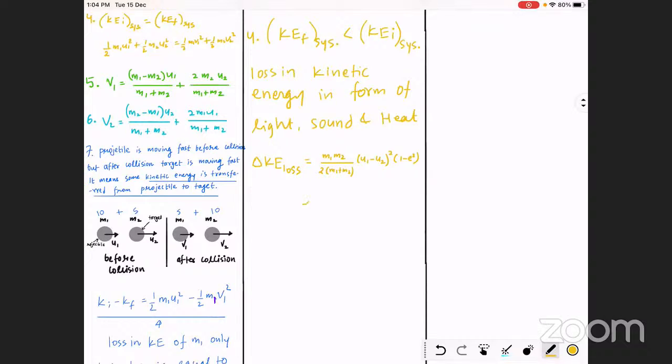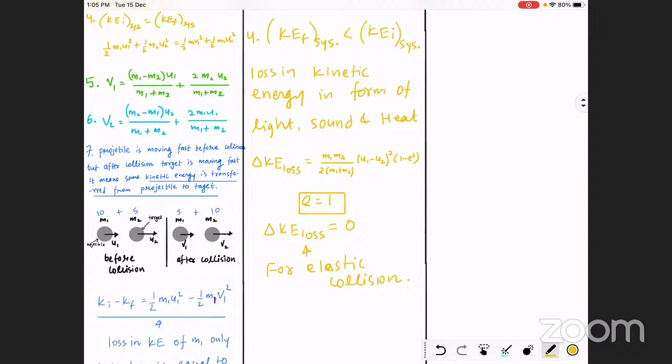Now if you put e is equal to 1, loss will become 0. Am I right? Yes, sir. Loss is 0, and this e is 1 when collision is elastic. For elastic collision, there is no loss.